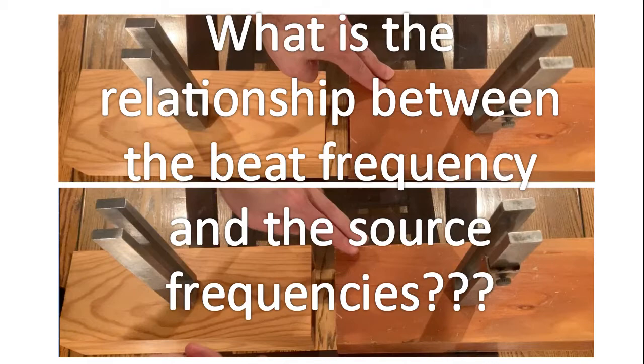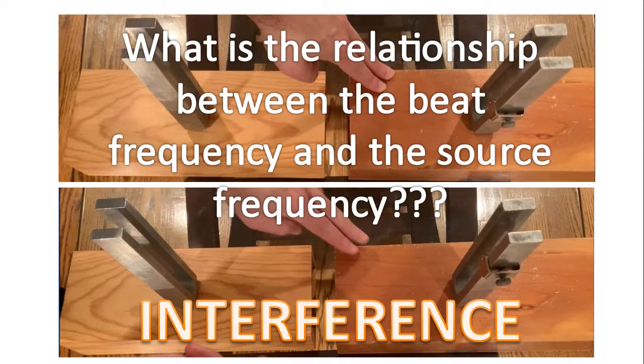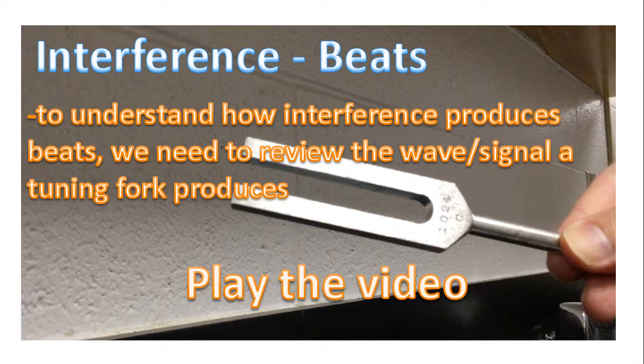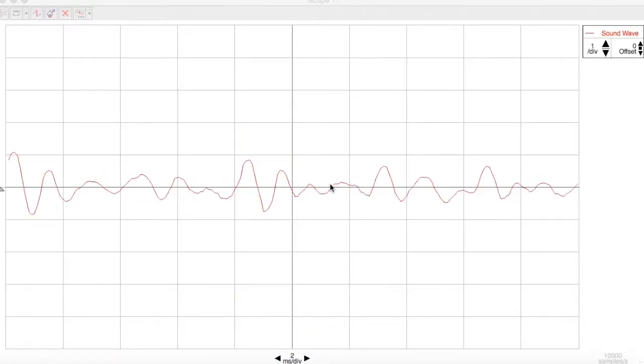So this will be our task today, to try to understand the relationship between the beat frequency and the source frequencies. Key to understanding this is interference. To understand how interference produces beats, we need to review the wave or the signal that a tuning fork produces. Let's play the video now. 1024 Hz.